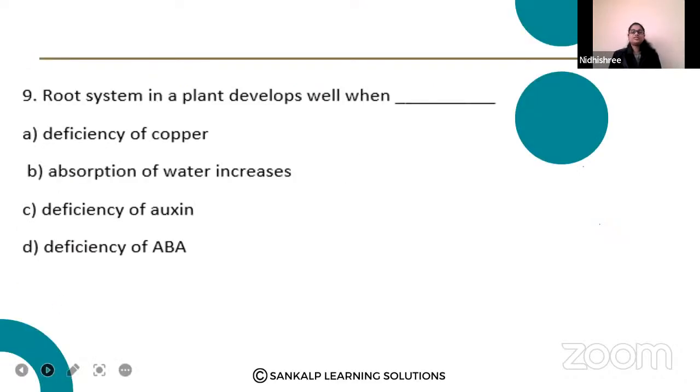Next, root system in plants develops when? When does the root system develop in plants? Option A, deficiency of copper. Option B, absorption of water increases. Option C, deficiency of oxygen. Option D, deficiency of abscisic acid.